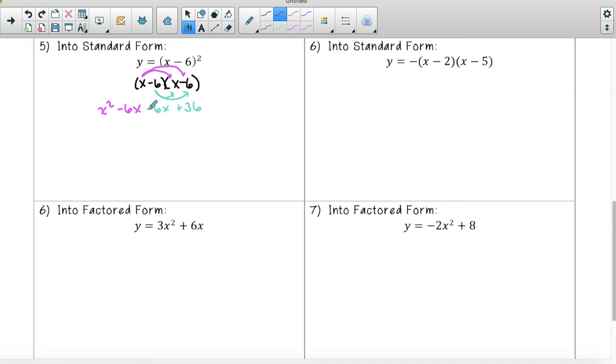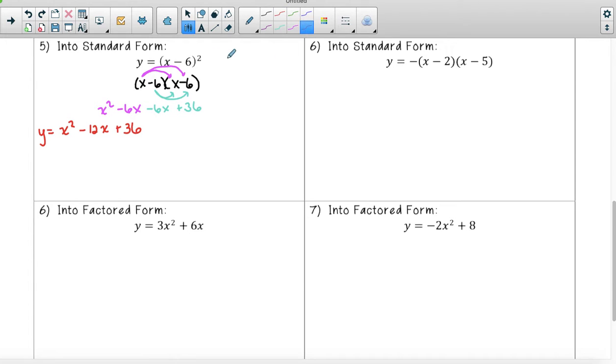So now that we have no parentheses left over, we can combine our like terms. Y equals, nothing combines with x squared, so we have x squared. Negative 6x minus 6x becomes negative 12x. Be careful on your addition and subtraction. Then we have a positive 36. Now that we have factored form and standard form, we can find all of the information.